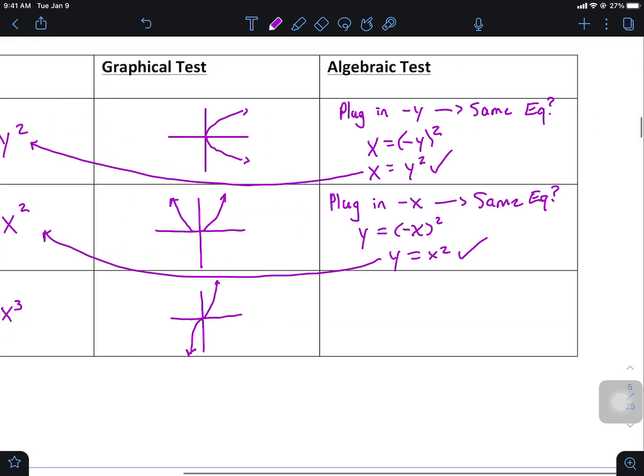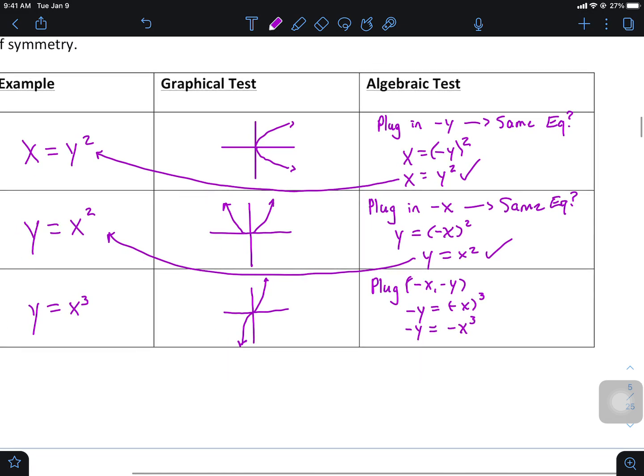Now, as far as algebraically, it's a little bit different. Instead of plugging in just negative x or just negative y, you plug in both. You plug in negative x and negative y, and then you ask yourself, is it the same equation? So let's try it out here. Negative y equals negative x, and then you're going to cube it. Since you are cubing a negative number, what's a negative times one more negative? It stays negative. Now, if you're looking at the equation, that's not the same.